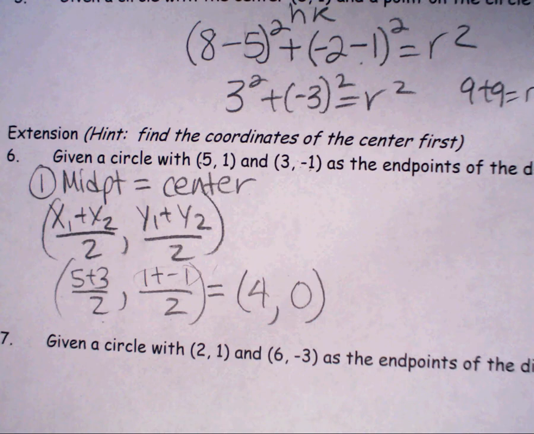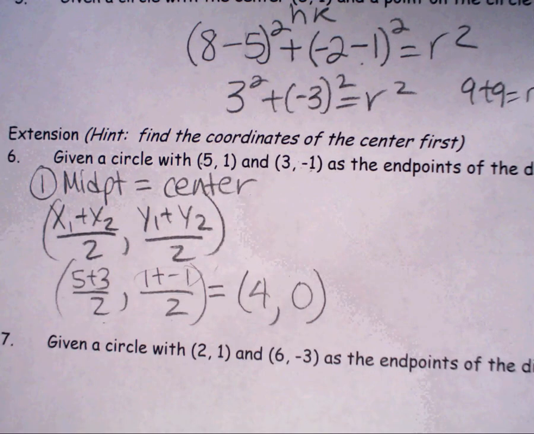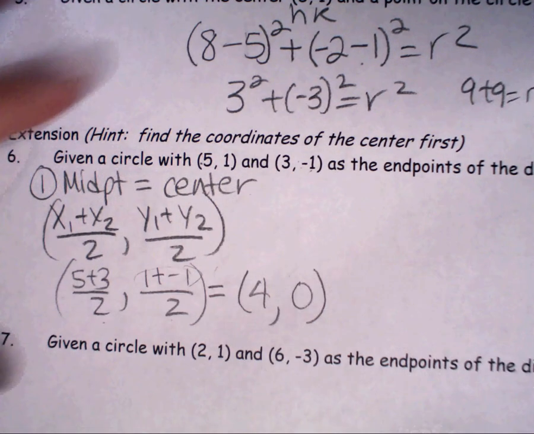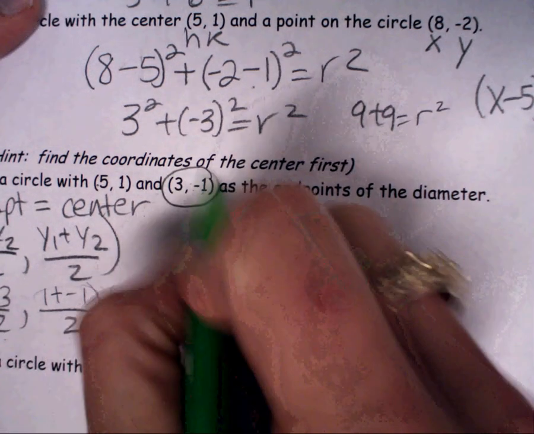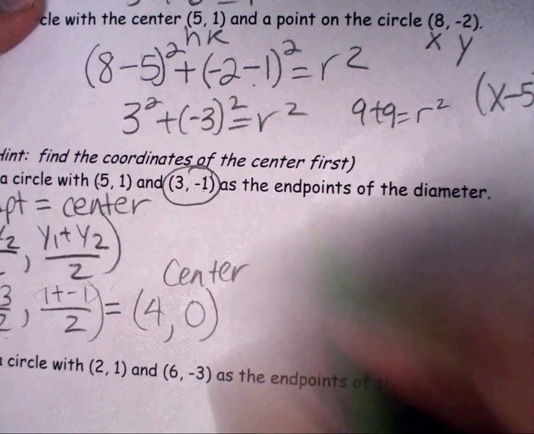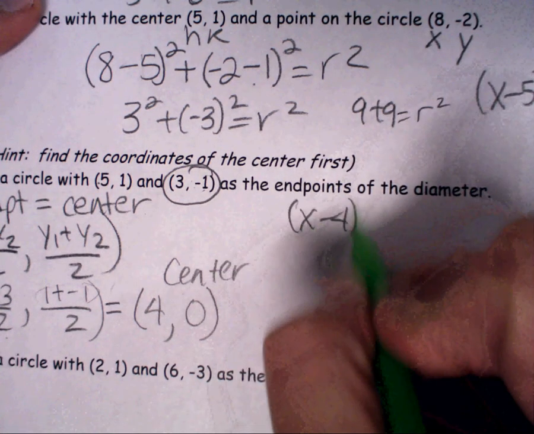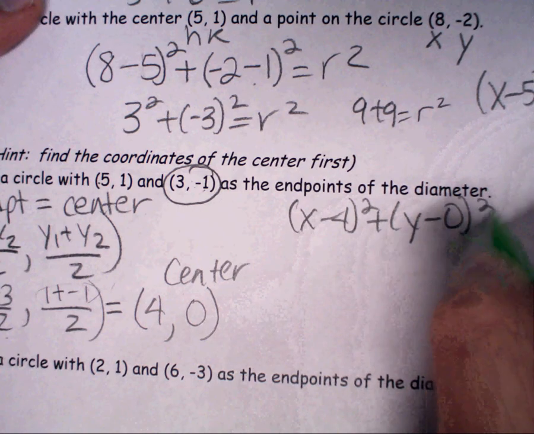Or, now that I'm thinking about it, if we have the center and we have a point on the circle, why not work it the way we just did previously? So why not use this point, and this is our center, to do the same thing. So it'd be x minus 4 squared plus y minus 0, whatever, squared equals r squared.